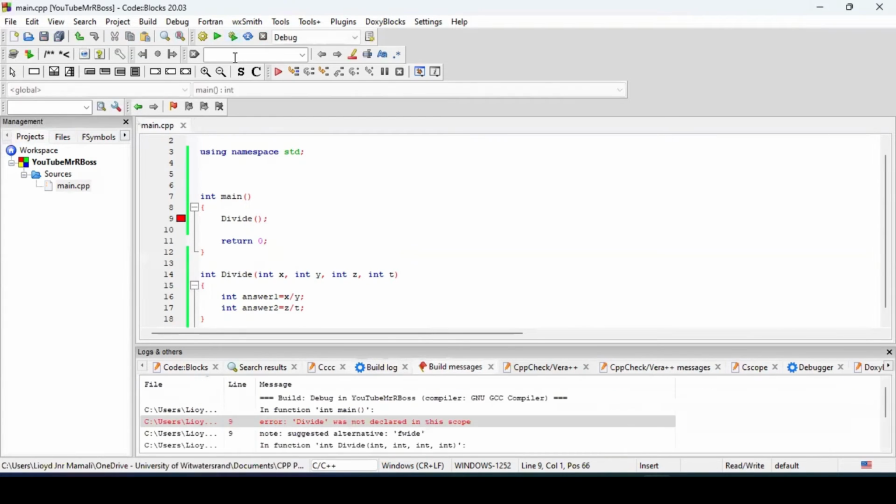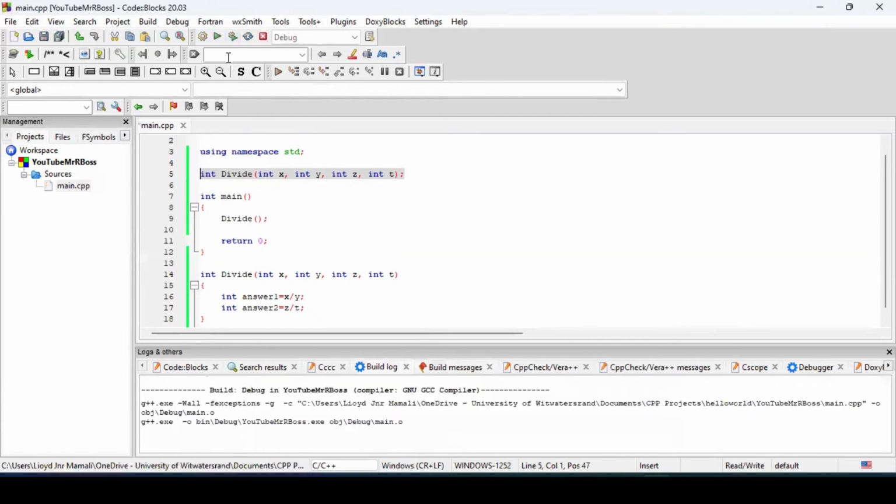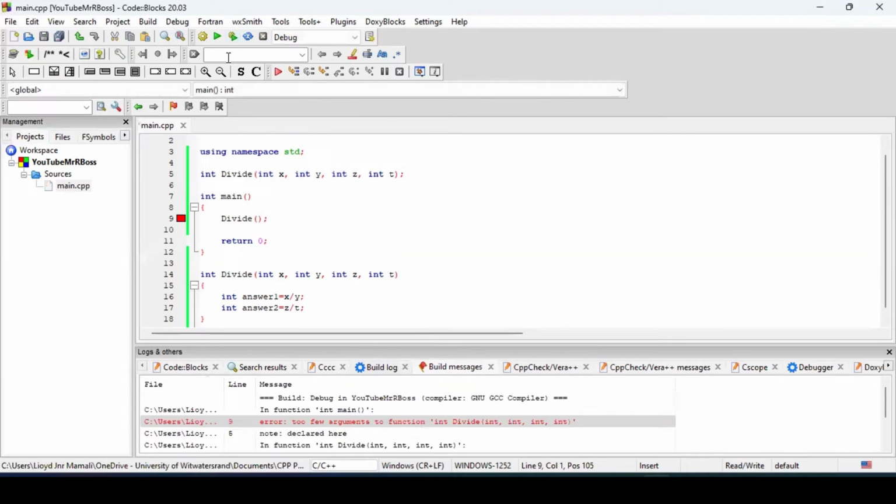Okay, so it's saying error: divide was not declared in this scope. And that is because I did not include my function name with the data type above the int main. So what I need to do is include it right above here, and then from there the error is going to be gone. So if I run this code right now, let's see what is going to happen. It's saying error: too few arguments to function int divide. And that is because I did not include my parameters inside my brackets.